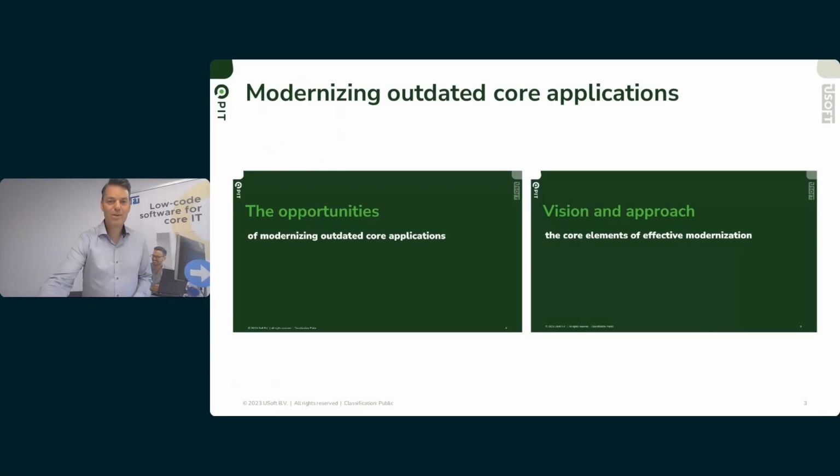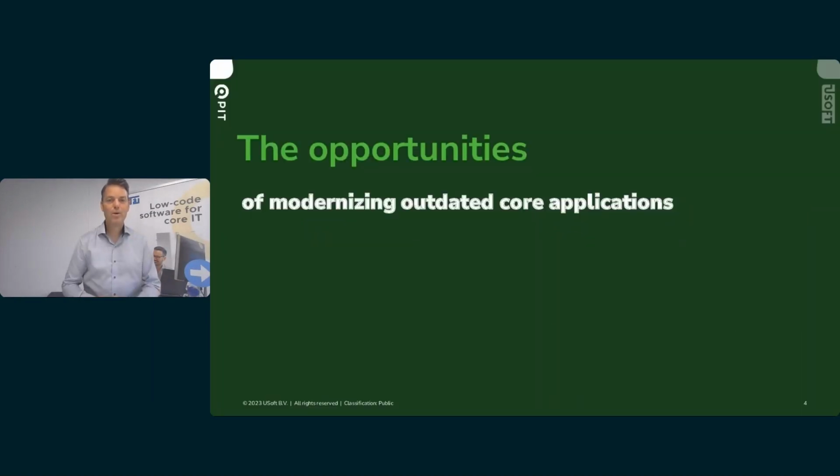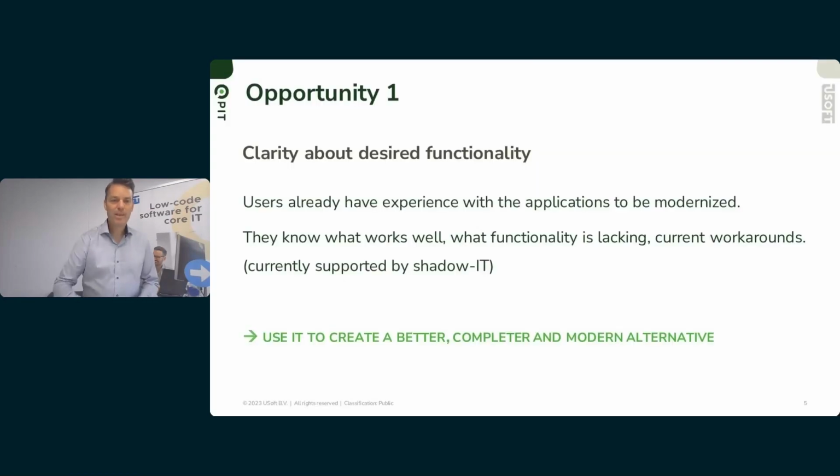Let's first start to view the opportunities of modernizing outdated core applications. The first opportunity is that there's clarity about the desired functionality, because users already have experience with the system to be modernized. They know what works well, what functionality is lacking. They know the current workarounds, mostly supported by shadow IT. So you can use this knowledge to create a better, more complete, and more modern alternative.